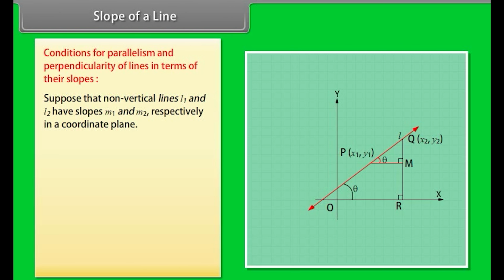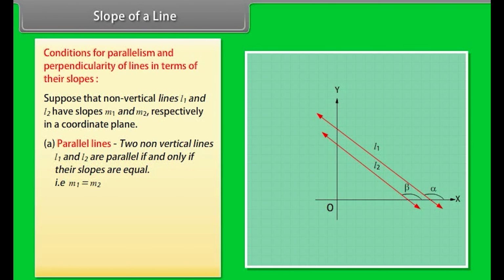Suppose that non-vertical lines L1 and L2 have slopes m1 and m2 respectively in a coordinate plane. Parallel lines. Two non-vertical lines L1 and L2 are parallel if and only if their slopes are equal, that is, m1 is equal to m2.